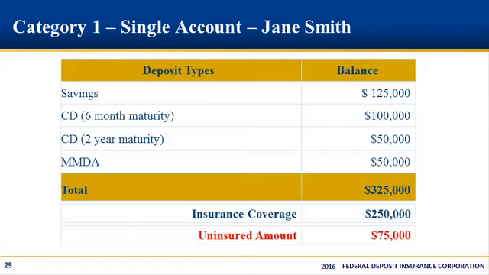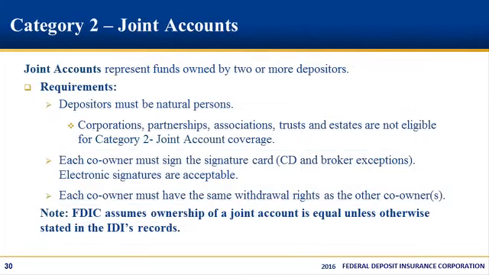Based on phone calls the FDIC receives, again, a common misconception that some depositors have is that by using different product types, such as CDs and savings accounts, the depositor can obtain separate deposit insurance coverage. This is incorrect. Remember, the type of deposit product does not make any difference in calculating deposit insurance coverage. We have now completed our discussion of Category 1 single ownership accounts.